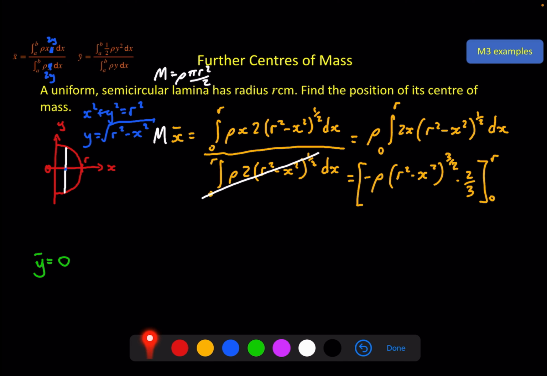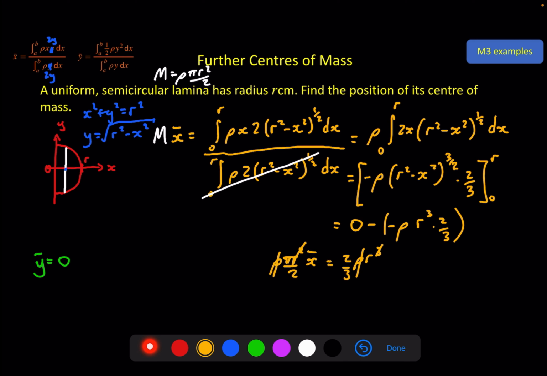In this case, putting in 0 doesn't give us a 0 overall, but putting in r does give us a 0. R squared minus r squared is 0, so all of this is 0. So this gives us 0 minus rho, r squared to the 3 over 2 is r cubed, times 2 over 3. Tidying all of that up, we get 2/3 rho r cubed. And on the left, if I put M in now, we get rho pi r squared over 2 times x bar. The rho's then eventually do cancel out still.